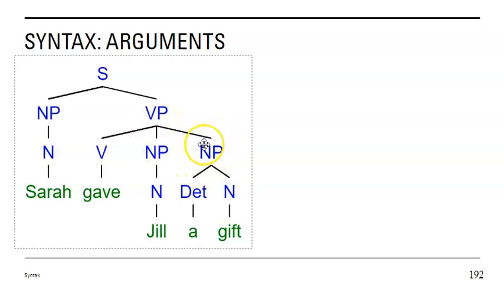And the noun phrase of what was given is also a noun phrase here. Sarah gave Jill a gift. We have three required arguments. One is in subject position, and these two are called complements because they're inside the verb phrase. We use the term complement for any required element that's not the subject. And because they're required, we can see that they're on the same level as the head of the verb phrase.